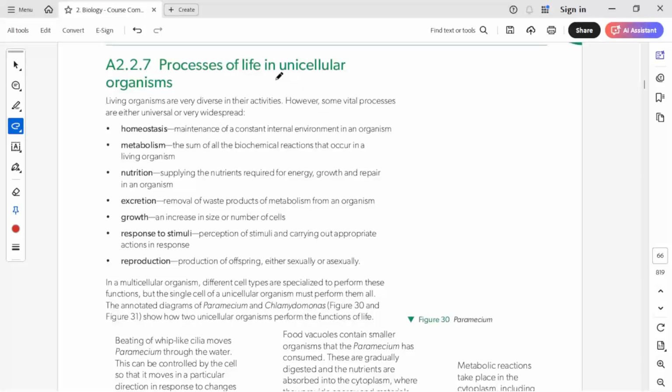Now, processes of life in unicellular organisms. Living organisms are very diverse in their activities. However, some vital processes are either universal or very widespread. Homeostasis is basically the maintenance of a constant internal environment in an organism. What things are maintained inside a cell or an organism? Let's talk about humans. How does homeostasis work? Our body temperature is maintained constant somewhere around 37 degrees Celsius, so all the time it has to be kept that.